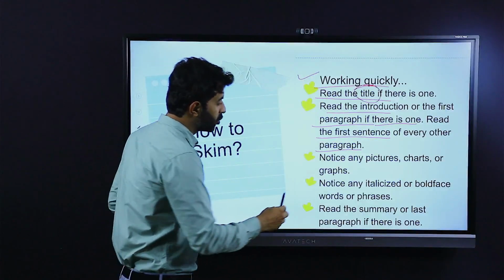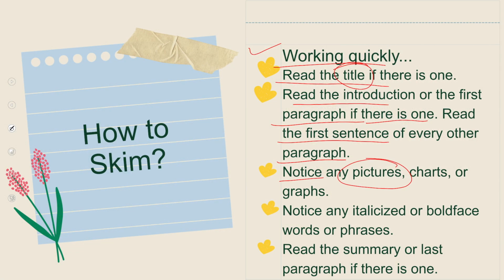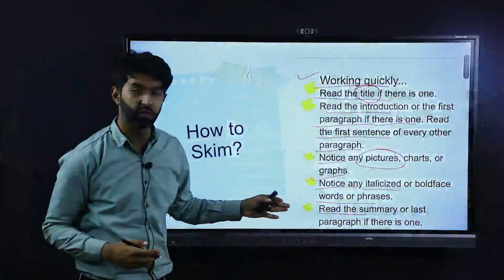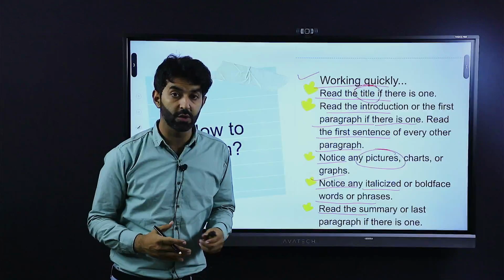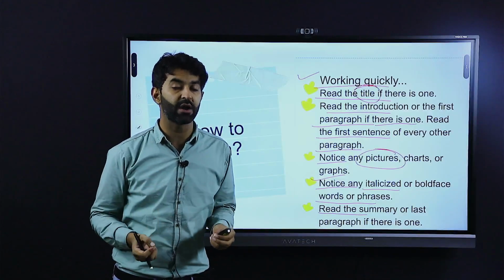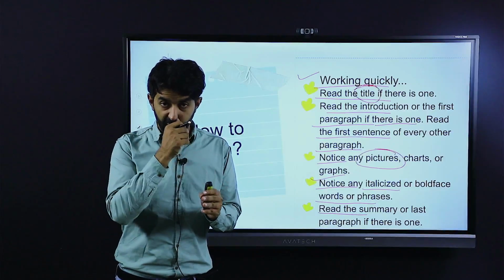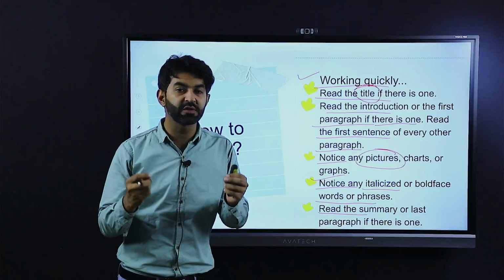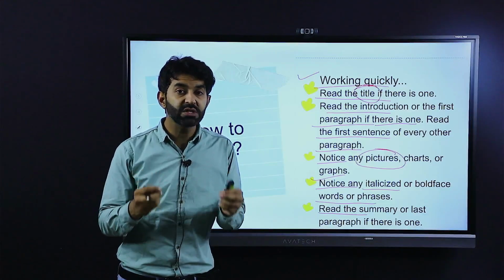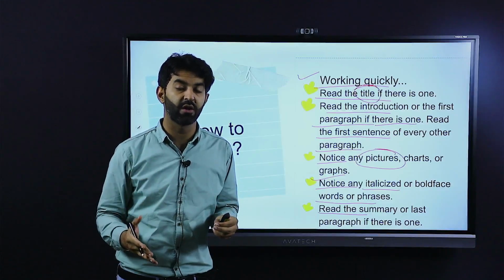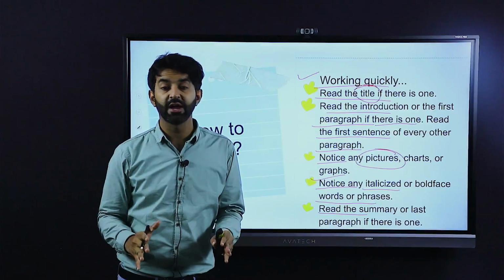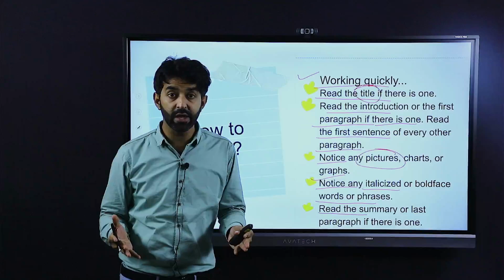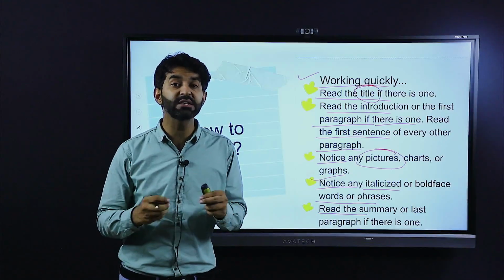You will be noticing any pictures, charts or graphs that are there. Notice any italicized or bold-faced words or phrases. You read the summary or last paragraph if there is one. Just as the first paragraph is important, the last paragraph is equally important. So following these techniques, reading the title or the subtitle, the first line of each paragraph, the last paragraph, you can find the main idea quickly, and what you are doing is skimming. You are skimming the text.